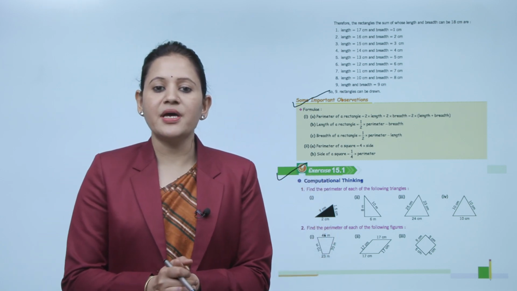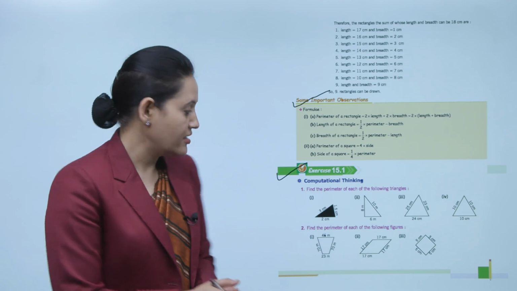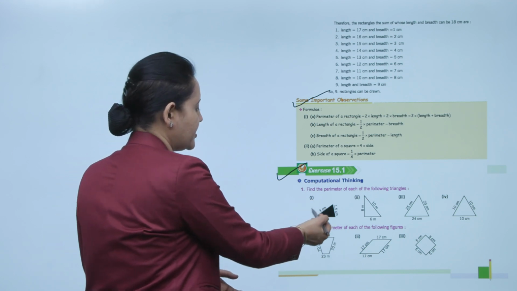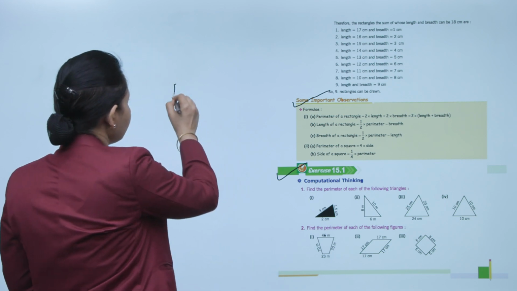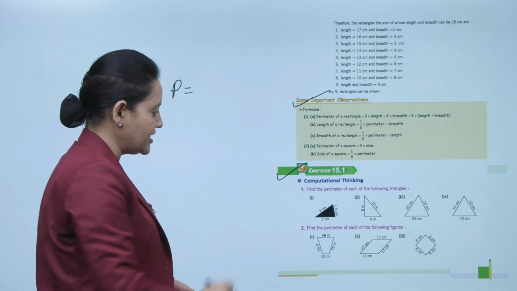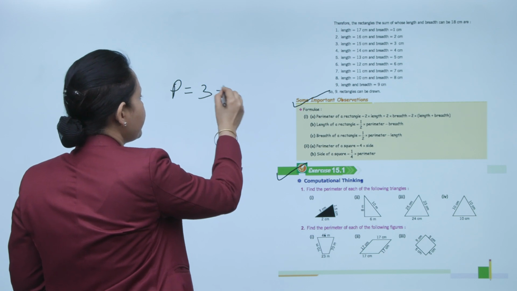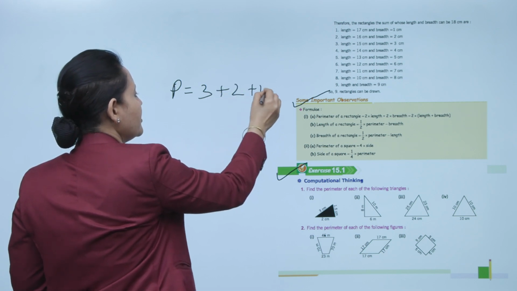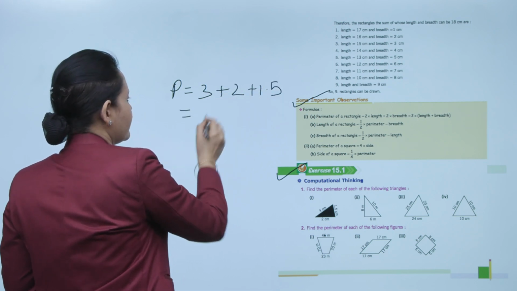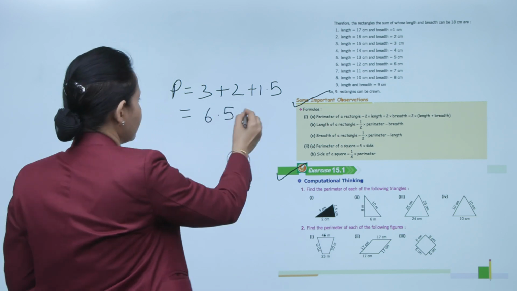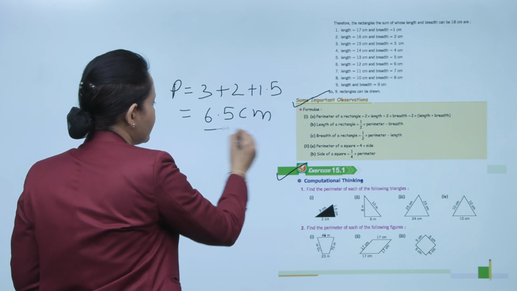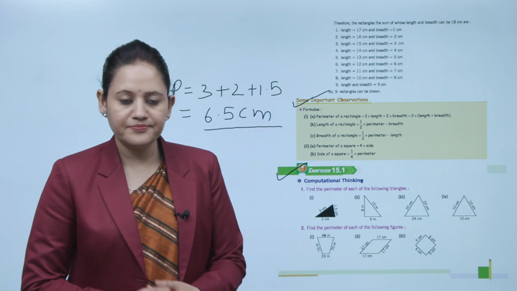Computational thinking. Find the perimeter of each of the following triangles. So here the sides are given: 3 centimeter, 2 centimeter and 1.5 centimeter. So perimeter equals the sum of all three sides, 3 plus 2 plus 1.5. That equals 6.5 centimeter. That is the perimeter of the given triangle. Clear?